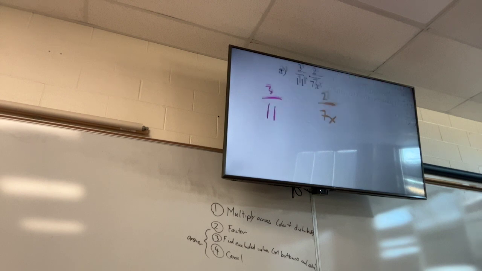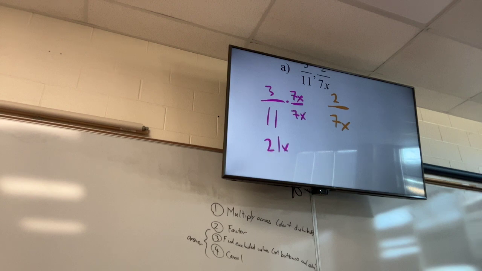So what I need to do is multiply the top and bottom of this pink fraction by something that makes these two fractions have the same denominator. So here's what I'm asking myself. I have an 11 here in the bottom and a 7x here in the bottom. What is the pink denominator missing that the orange denominator has? Well, it's missing an x and it's missing a 7. So I need to multiply the top and bottom of this pink fraction by 7x.